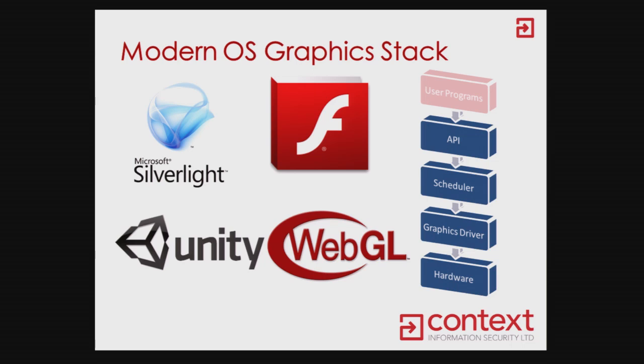So to understand why this is a problem and why this is possible, we just have to quickly go through how the OS graphics stack actually is implemented. I've picked out 5 main areas in the OS graphics stack, which you'll find pretty much in any major operating system. At the top level, you've got your user programs. So this is your Silverlight, your Flash, your Unity, or your WebGL. And these are providing 3D services to some potentially untrusted person.